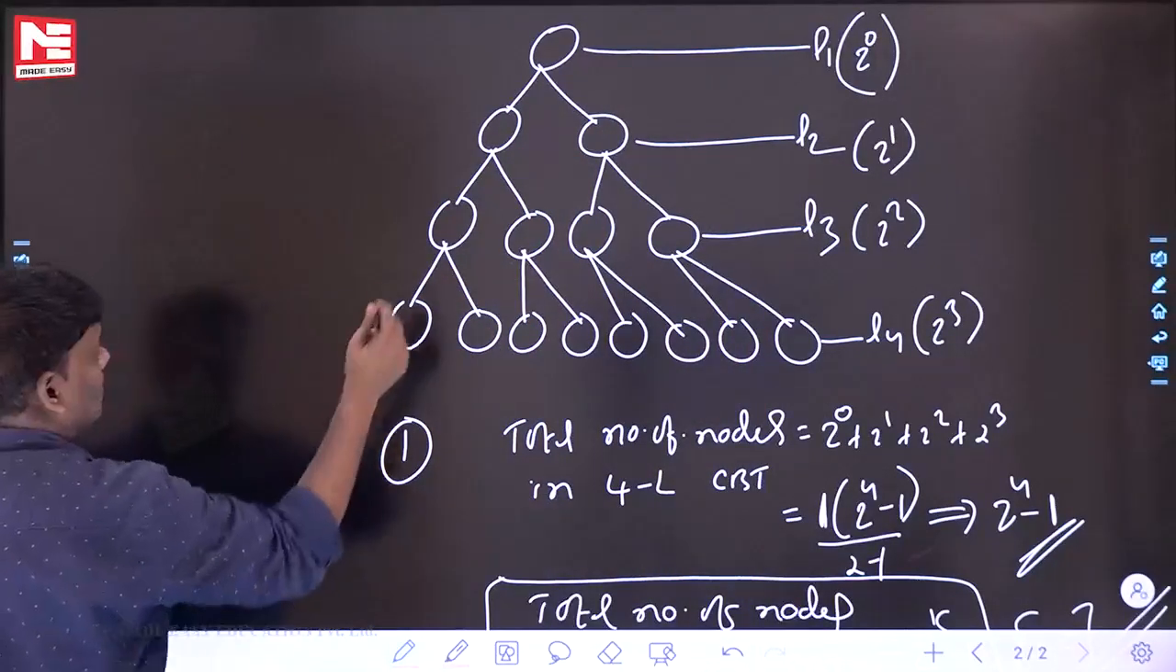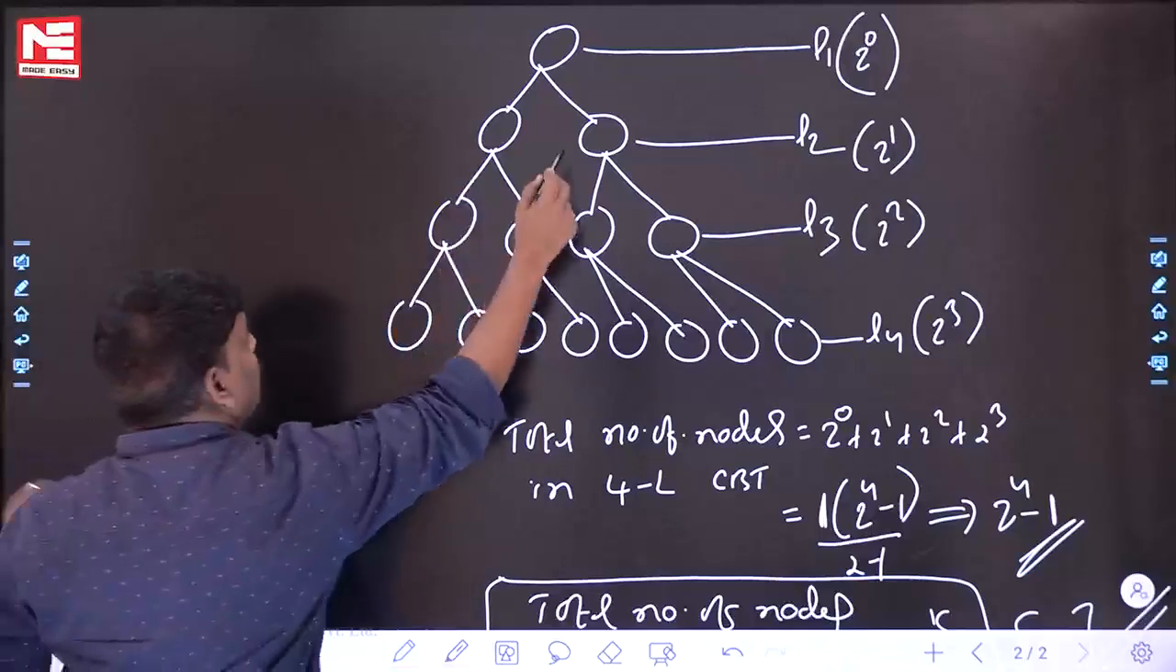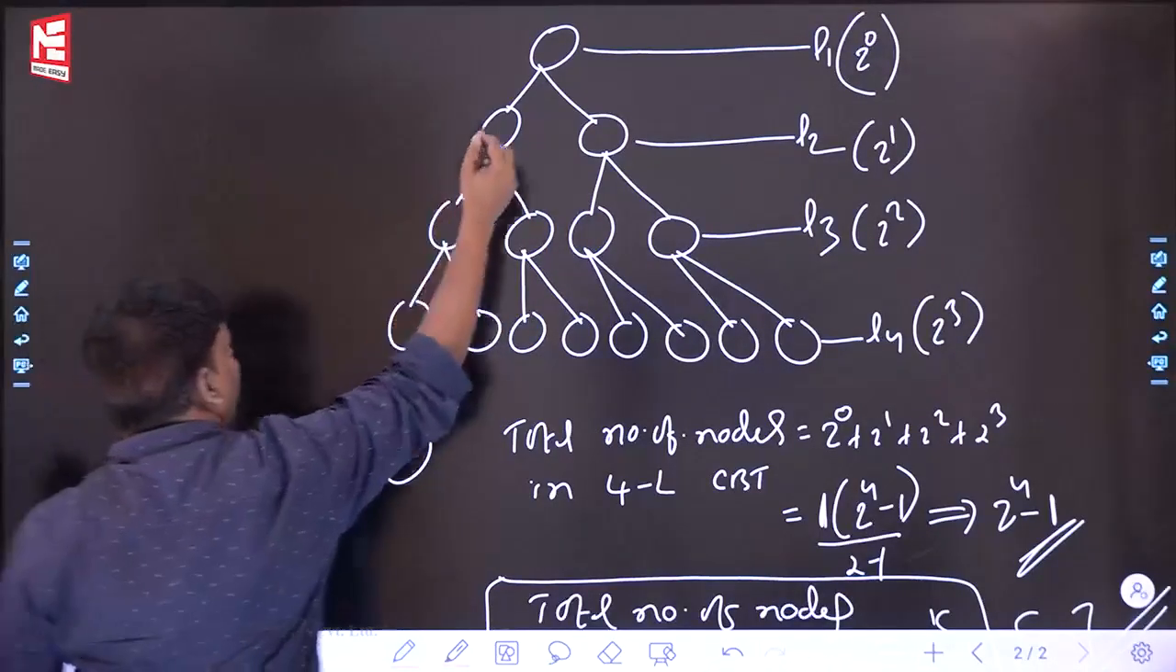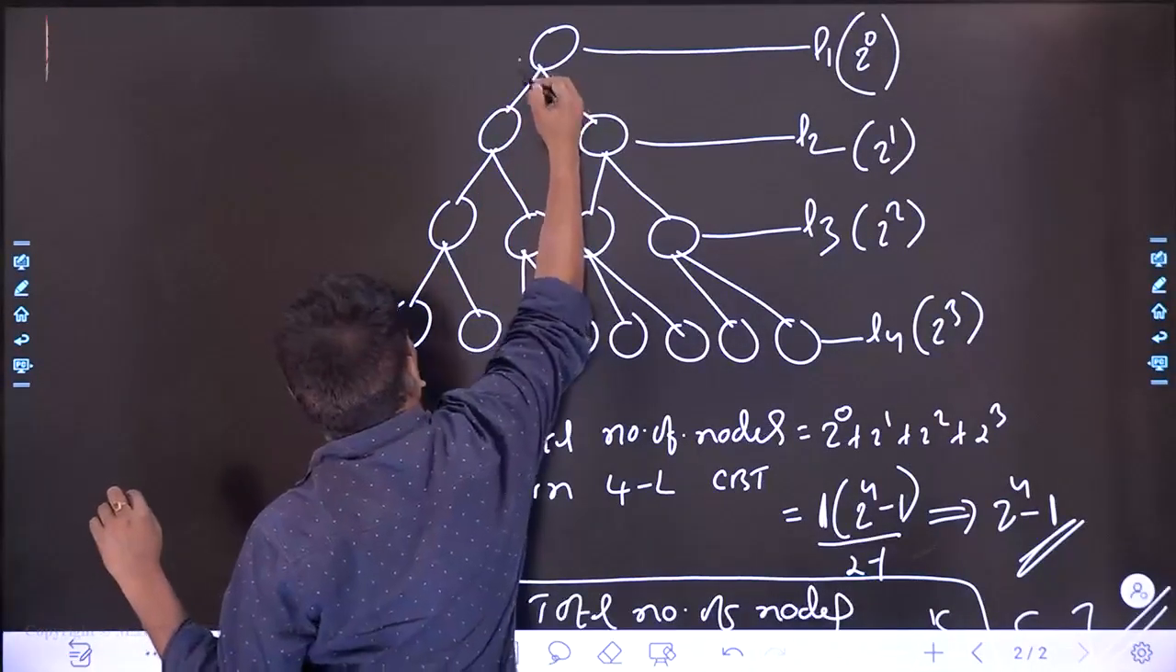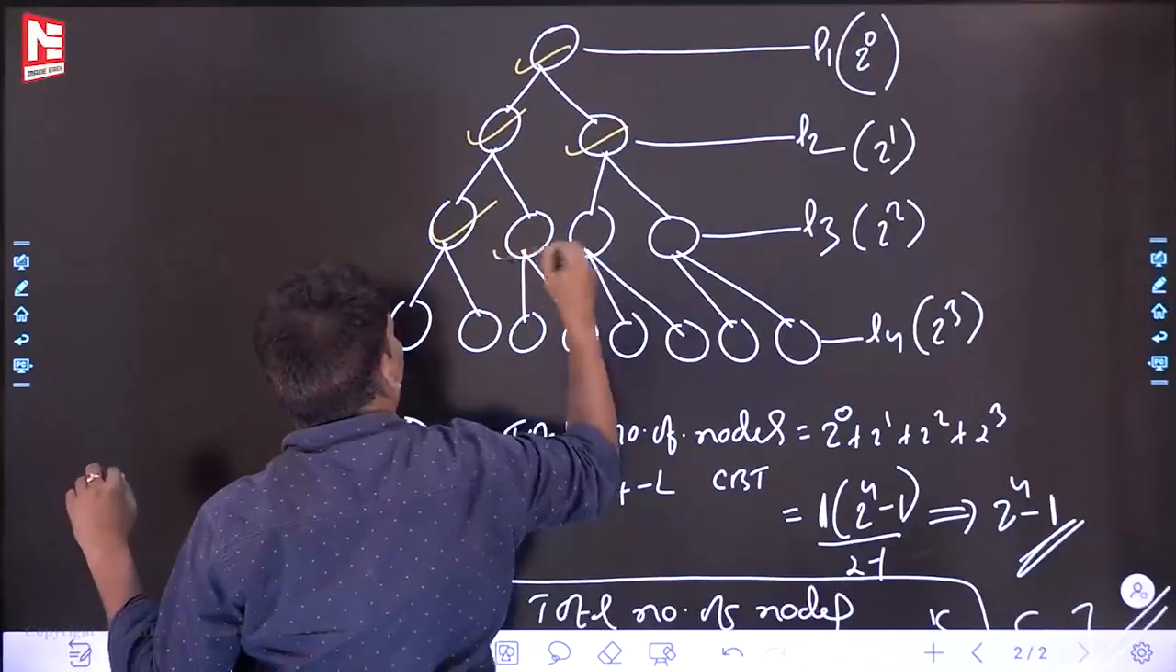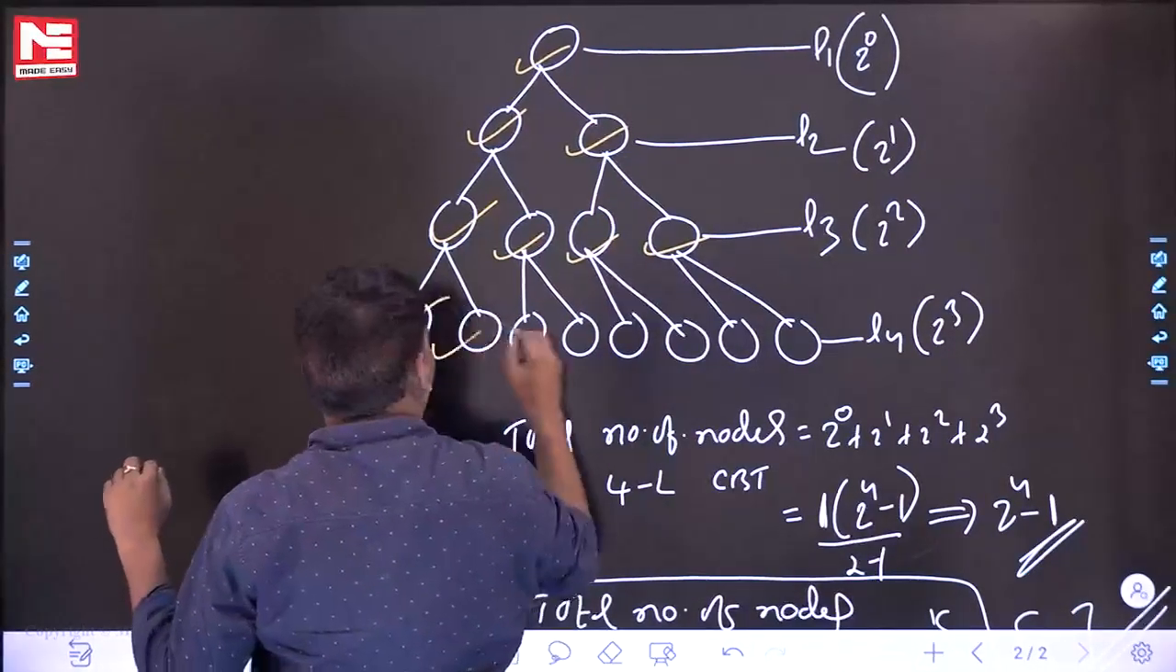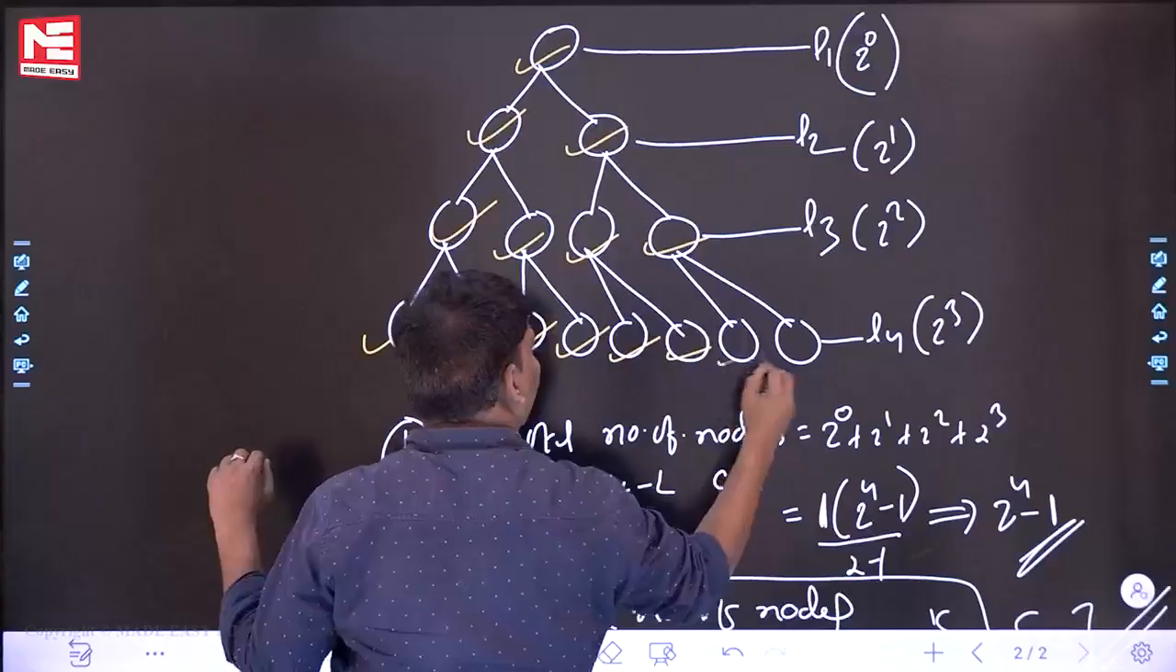Is it a complete binary tree? Yes. Next one, see this one. It is a complete binary tree. In this complete binary tree, how many nodes? Let me count. 1, 2, 3, 4, 5, 6, 7, 8, 9, 10, 11, 12, 13, 14, 15.